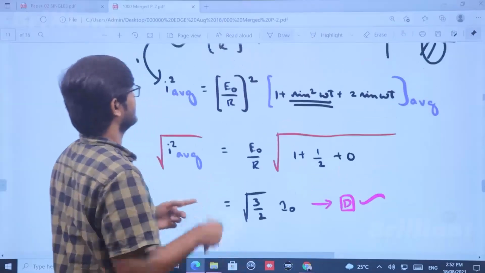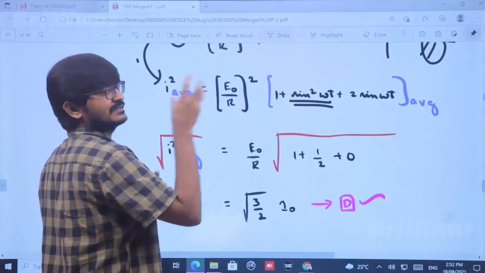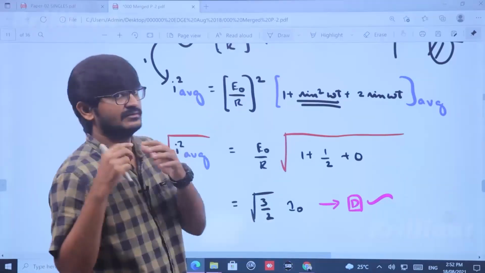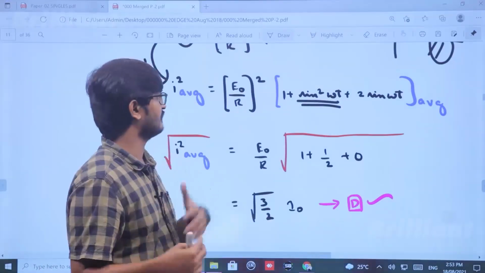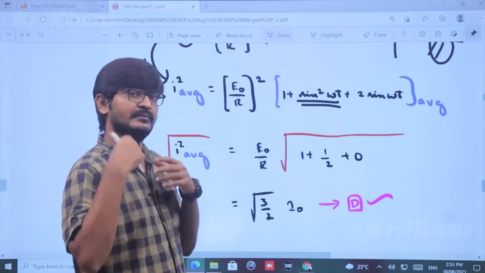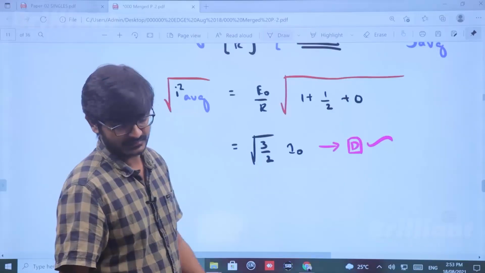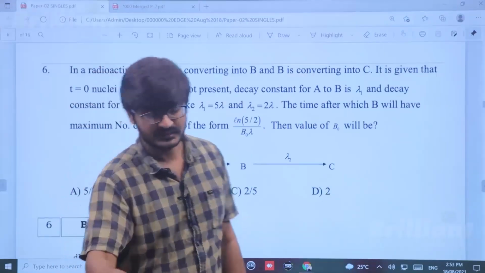So this is I square average, I square average in the sense of mean square, mean of squares. Now you want to find the root mean square, the root of the mean of squares, which will turn out to be root 3 by 2 I0. Next question, you can pause and read the question.